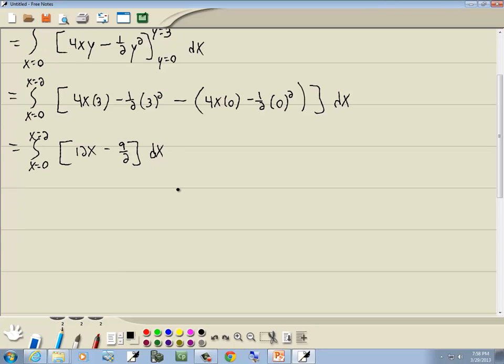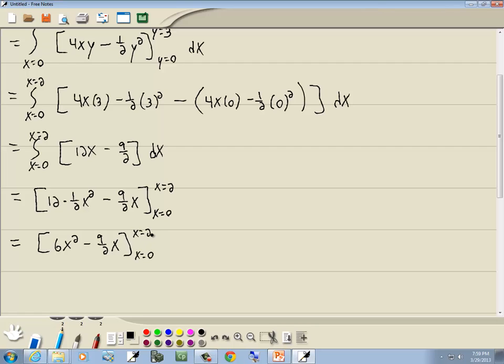Well, now we want to integrate with respect to x. Again, here we have x to the first power, so we got 12 times 1/2 x squared. We add 1 to our power, divide by our new power. Minus, and if you just got a constant, then you just put the variable on it. So minus 9/2 x. From x equals 0 to x equals 2. Well, now we'll plug in these values. 12 times 1/2, actually let me simplify a little bit. 12 times 1/2 is 6. So that's 6x squared minus 9/2 x. x equals 0 to x equals 2.